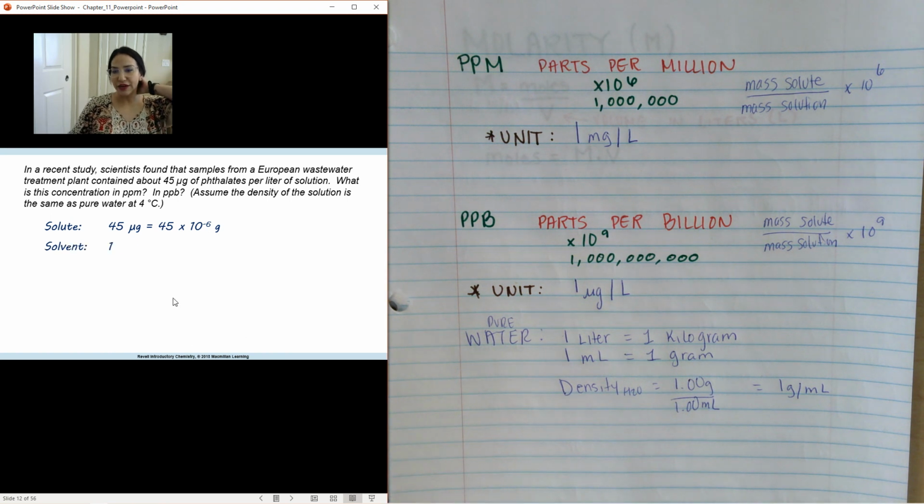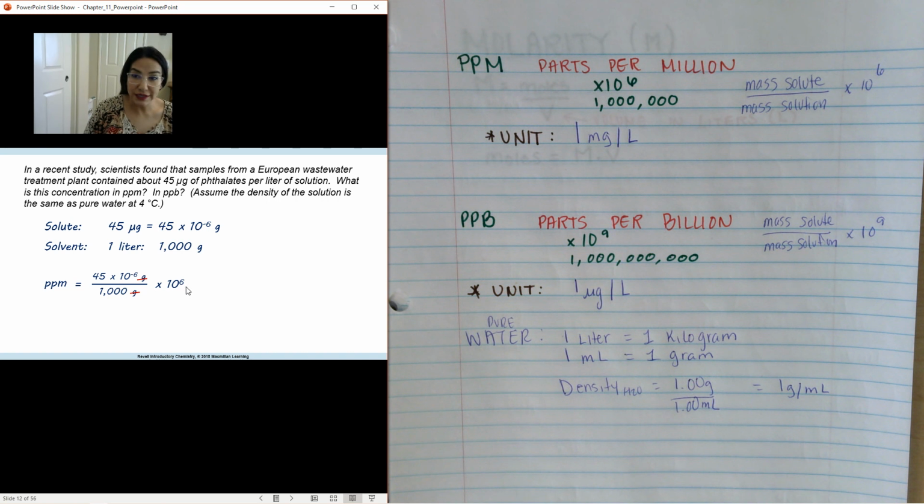So let's go ahead and look at our solvent. Our solvent is 1 liter, which basically means 1,000 grams. So our ppm is going to equal 45 times 10 to the negative 6 grams divided by 1,000 times 10 to the 6. Now, why does that make it easy?